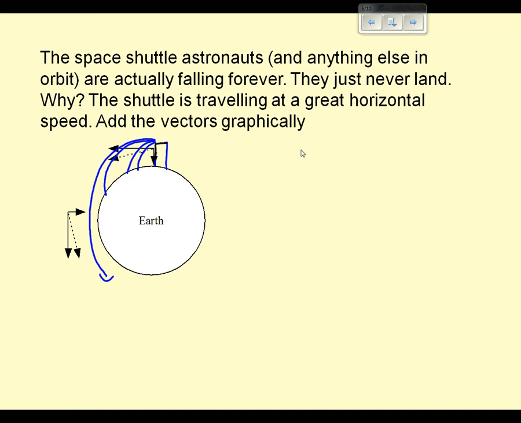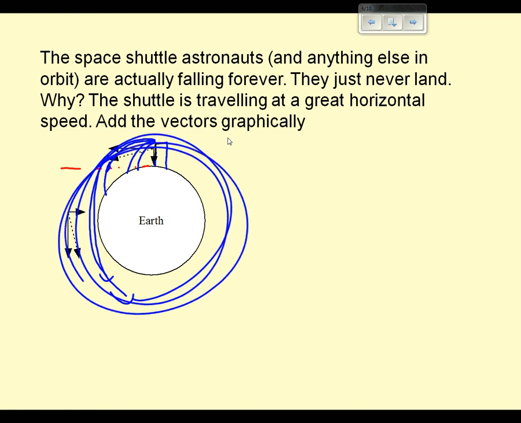They are continuing to move forward. They are continuing to fall. And when they have reached the point where they should have hit the Earth, the Earth's no longer there because of the curvature of the Earth. And so it simply just continues to fall all the way around. Free fall. And when you are in free fall, you are in a state of apparent weightlessness.